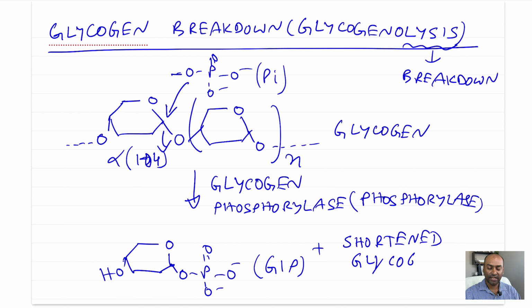So that is what glycogen phosphorylase does. It will act as a nucleophile. It will cleave that alpha-1,4 linkage, and it will release G1P, and then it will shorten the chain. And then the shortened chain will be attacked again by glycogen phosphorylase until you reach a branching point. So glycogen phosphorylase will only cleave the linear parts of the molecule. It will not cleave the branching points.